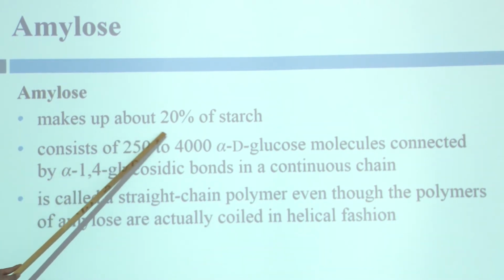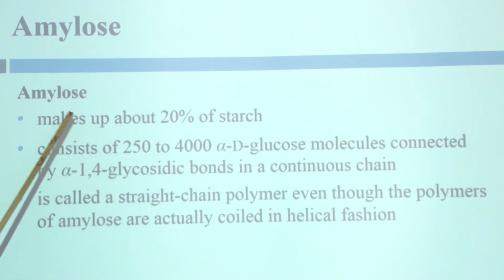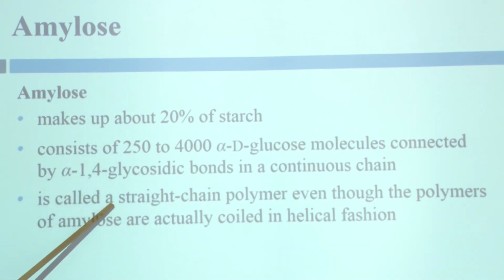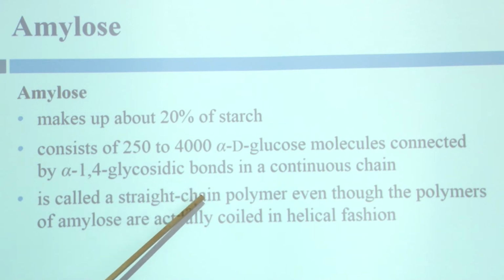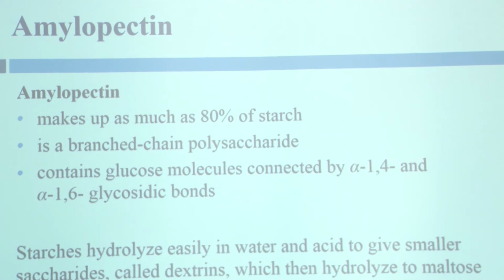So there are so many units of alpha-D glucose in amylose. Again, it is a straight chain polymer in which all these glucose units are connected by the alpha 1,4 glycosidic bond in a continuous chain. And that is the polysaccharide or polymer amylose. But all those polymers are coiled in a helix. They are straight chain, but they're coiled.